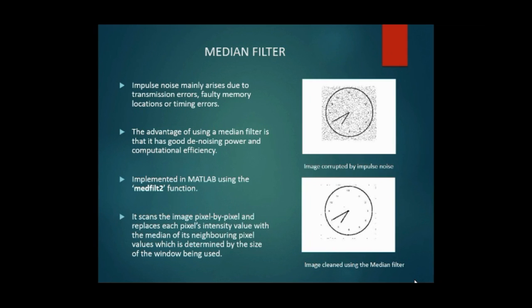This filter scans the image pixel by pixel and replaces each pixel's intensity value with the median of its neighboring pixel values, which is determined by the size of the window being used. By default, MATLAB uses a 3x3 window, but the size of the window can be specified by the user as an argument to the function. Depending on the type of application, the shape of the window can be changed, or the median filter can also be combined with other nonlinear filters, such as max and min filters, to form a hybrid filter.